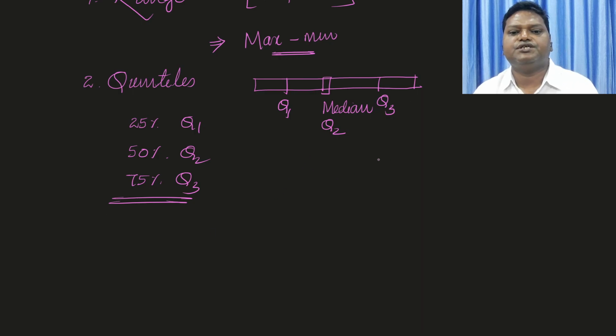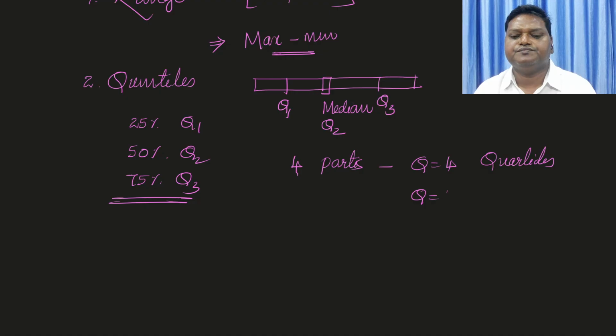Quantile is a general term. You can divide the data into different parts. If you divide the data into 4 parts, then they are called quartiles, Q for quartiles, 4 parts. If you divide the data into 10, then they are called deciles. If you divide the data into 100 parts, then it is known as percentile.